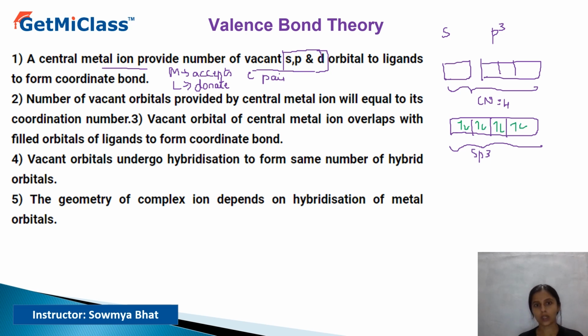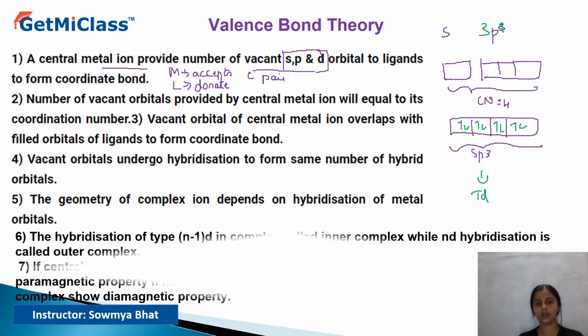The vacant orbitals of the central metal ion overlap with the filled orbitals of the ligand to form the coordinate bond, and the vacant orbitals undergo hybridization to form the same number of hybrid orbitals. Before hybridization there were 3p and s orbitals involved. Now you have 4 sp3 hybrid orbitals, and geometry depends on this hybridization. If it is sp3 then it's tetrahedral, if it is dsp2 then it's square planar, if it is sp3d2 or d2sp3 then it's octahedral.